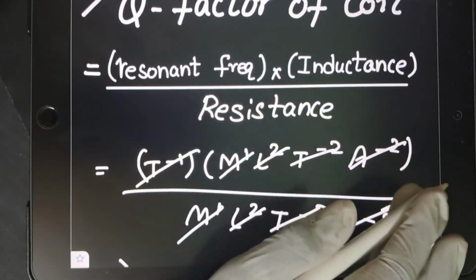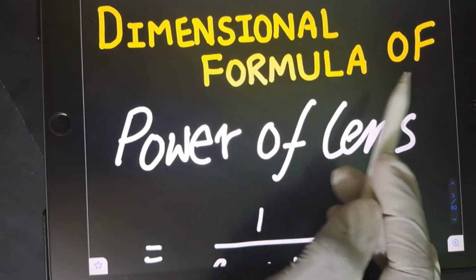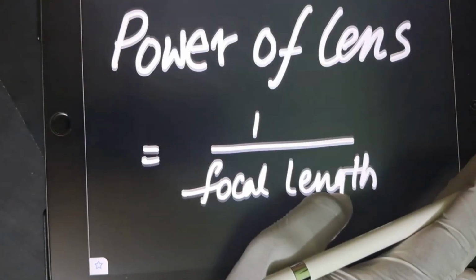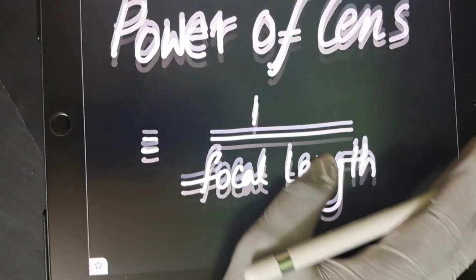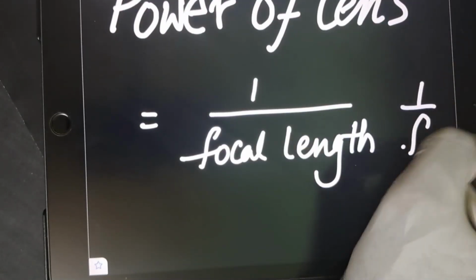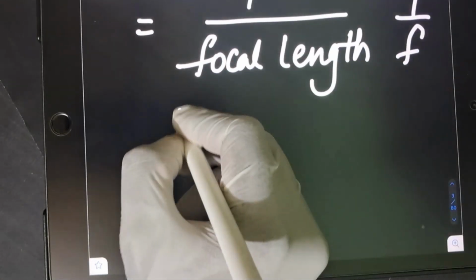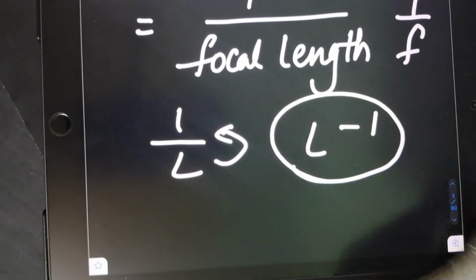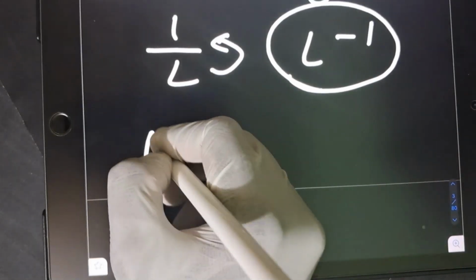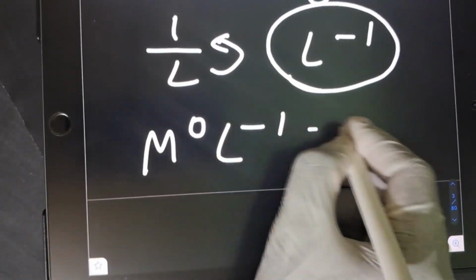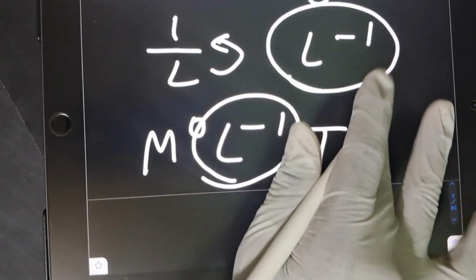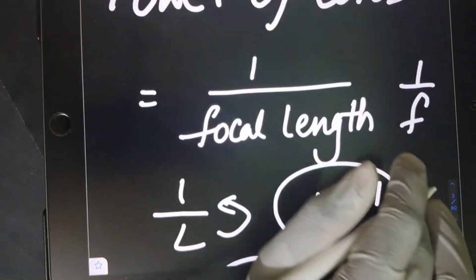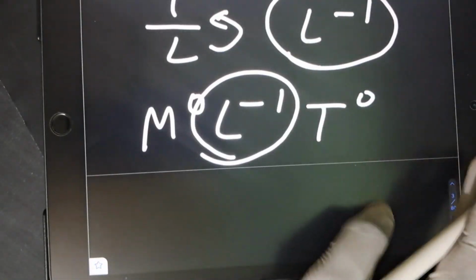There are no dimensions. To find dimensional formula of power of lens, the power of lens is equal to 1 by focal length, 1 by f. Here the focal length has the dimensions of length. We can write it as 1 by L. So in reciprocal we will get L power minus 1. M power 0, L power minus 1, T power 0. L power minus 1 will be the dimensional formula of power of lens.